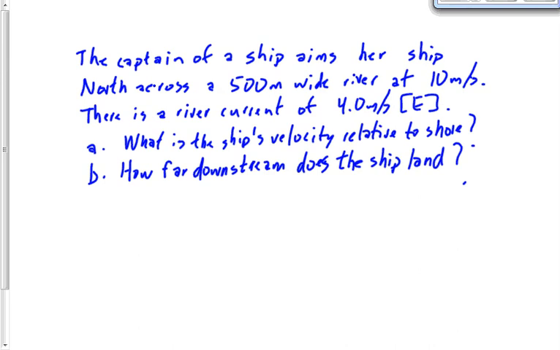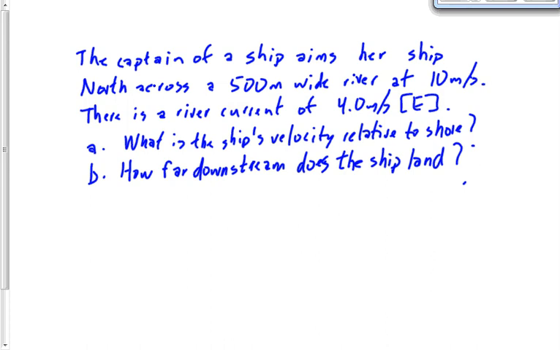So here's one for us. The captain of a ship aims her ship directly north across a 500-meter wide river at 10 meters per second. There's a river current of 4 meters per second to the east. We want to know what the ship's velocity is relative to the shore. In other words, the ship's actual velocity, not relative to the water, but relative to the shore. And then how far downstream does the ship end up landing when it reaches the other side? I'm going to give you a minute here to work on this, and then we'll take a look at it as a class once you've had a chance to do that yourself, okay?